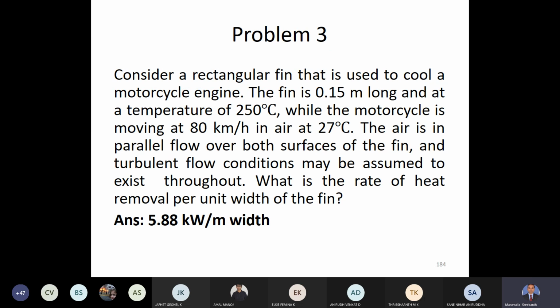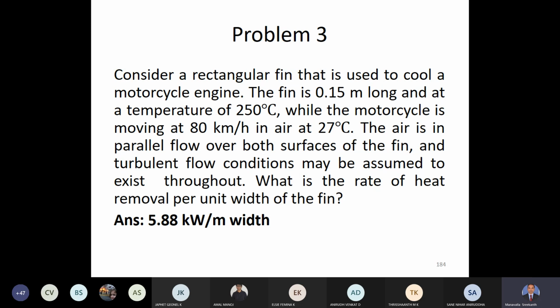I'll just give a hint for this problem and leave it to you. So consider a rectangular fin that is used to cool a motorcycle engine. The fin is 0.15 meter long and at a temperature of 250 degrees Celsius, while the motorcycle is moving at 80 kilometers per hour in air at 27 degrees Celsius. So the air is in parallel flow over both surfaces of the fin, and turbulent flow conditions may be assumed to exist throughout. What is the rate of heat removal per unit width of the fin?